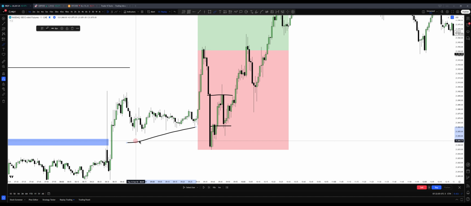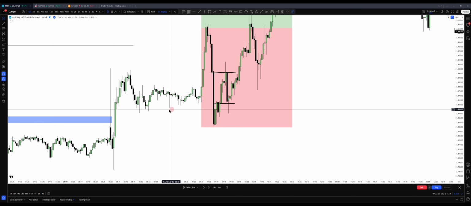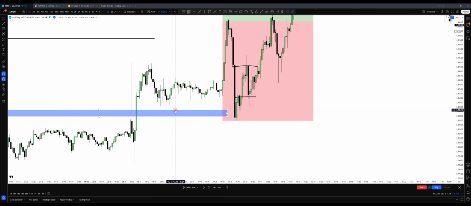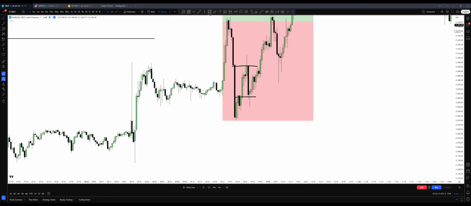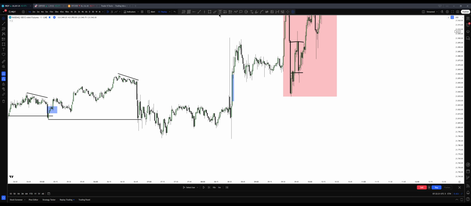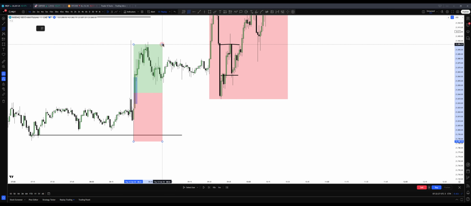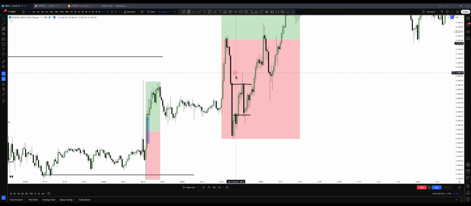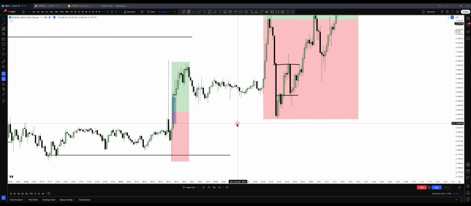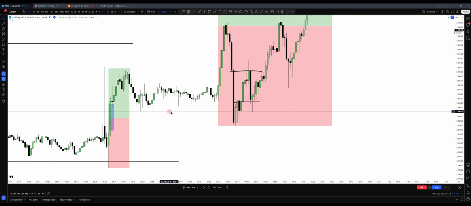Why? Because we took out sell side already. We filled this imbalance right here. Okay, we came back to this order block right here, this imbalance. We came back to our dealing range because we already took out liquidity right here. So this is going to be our dealing range from this low to this high. So whatever price comes back down to is just price offering discount. So we took out liquidity.